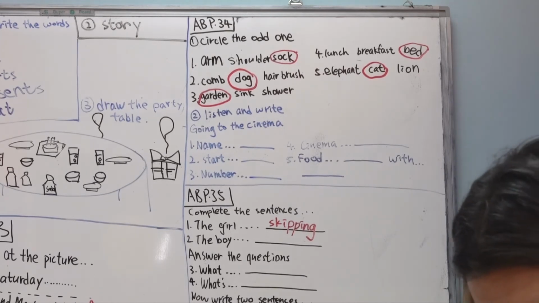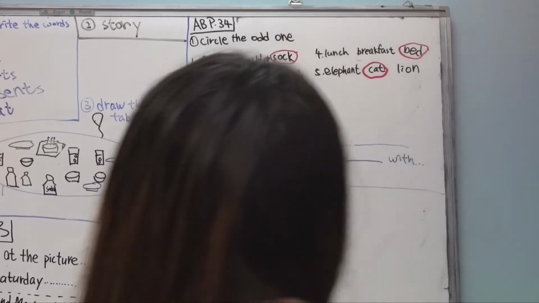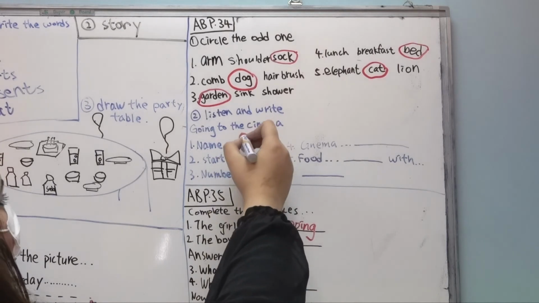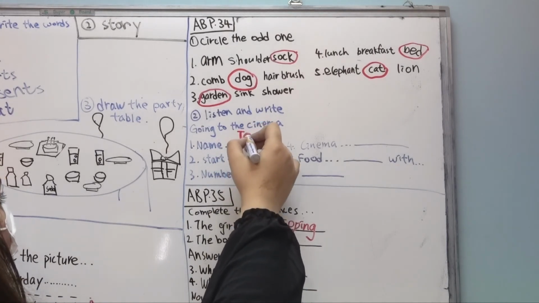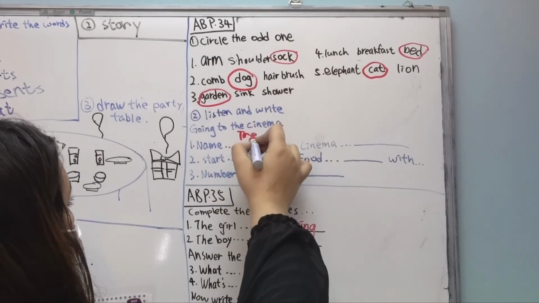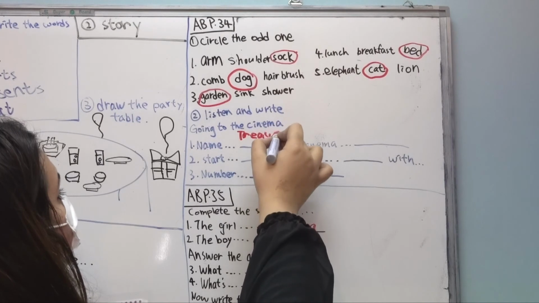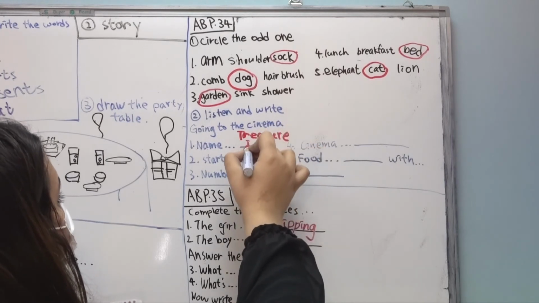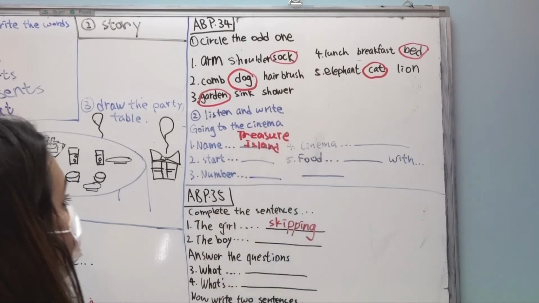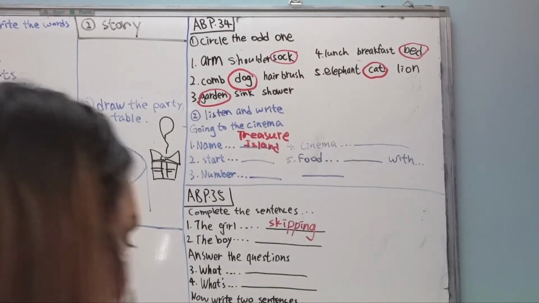So number 1 has been done for you, right? Treasure Island. As you can see, there's a picture of a poster for this movie, right? So you can copy the word treasure. It has been done for you. You don't have to copy, right? So Treasure Island. This is an example. The rest of it, you have to listen and write.